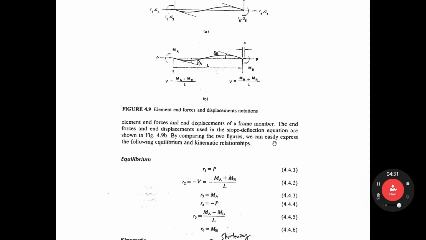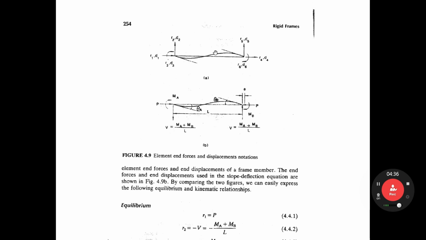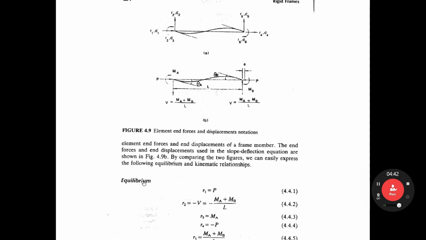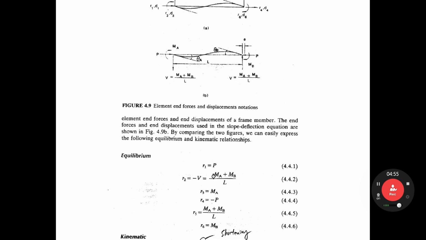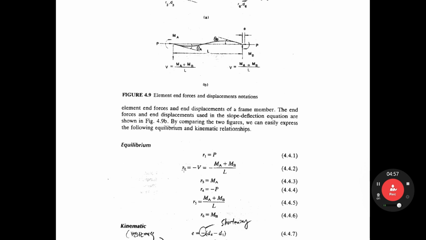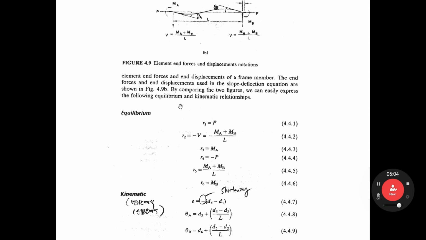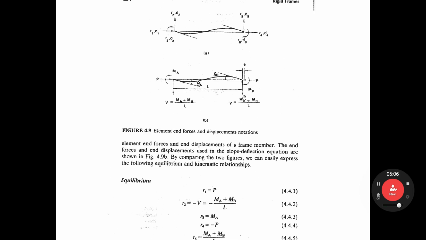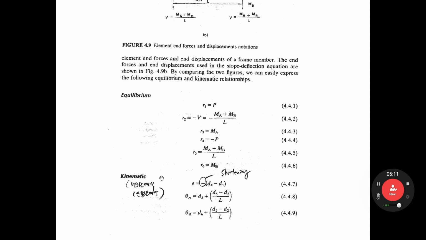Let's look at this one. If you compare these two, we can get the equilibrium relationship. Let's see, this R1 is the axial force. Here, R1 equals P. In the same way, you can get R1, R2, R3, R4, R5, R6. That is the equilibrium relationship between two different coordinate systems. Let's look at the kinematics.